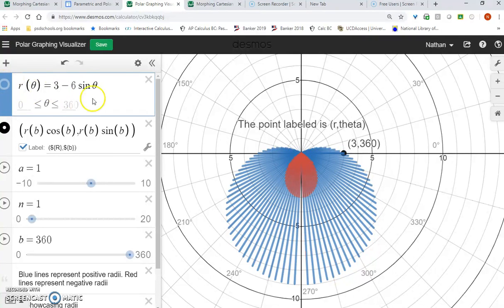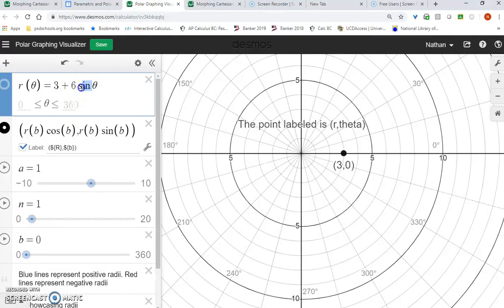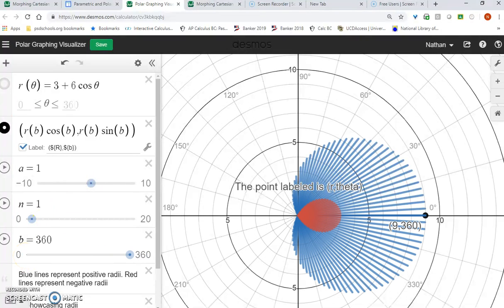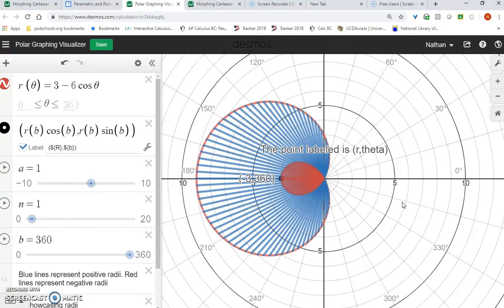Now what happens, I'll turn this off for a second, and I make this plus 6 cosine. It's going to have the same feel as the sine guy, but it's going to be looking right and left rather than up and down. Since it's a positive 6 cosine, it's going to be focused on the right side. Okay? And if I made it a minus, it's now focused on the left side. Because, okay, it's kind of that idea.